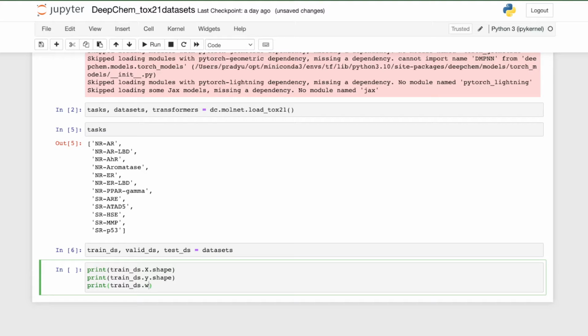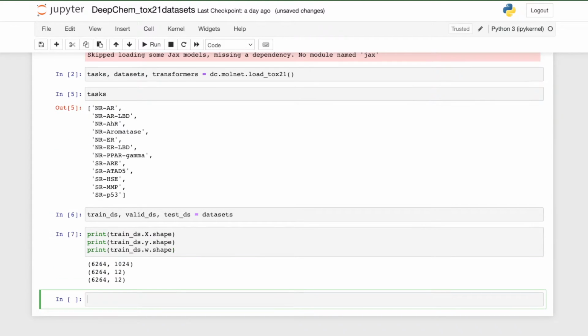Now let me explain what this is. Okay, so let's look at the shape of each one of them. You can see we have in total in our training data set 6,264 molecules. Our x variable has 1024 inputs. So 1024 characteristics.